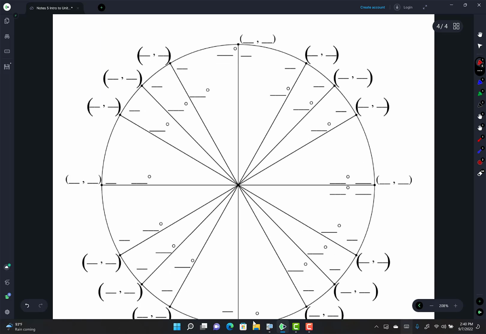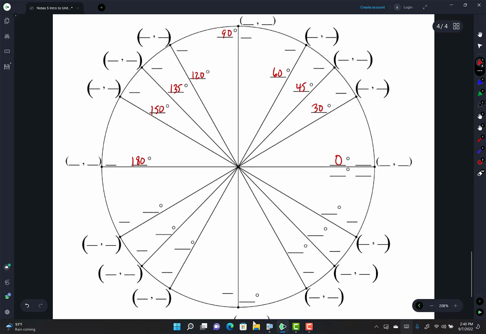So what do you want to do first? The degrees? 0, 30, 45, 60, 90. And then just continue the pattern, guys. 120, 135, 150, 180, 210, 225, 240, 270, 300, 315, 330, and then finally 360. If you did everything correct, you should end up with a full revolution, 360.